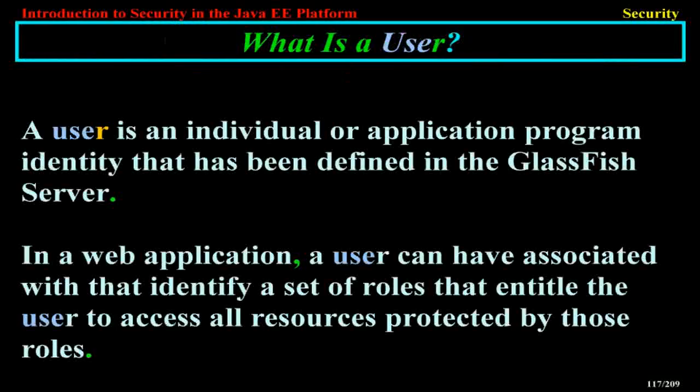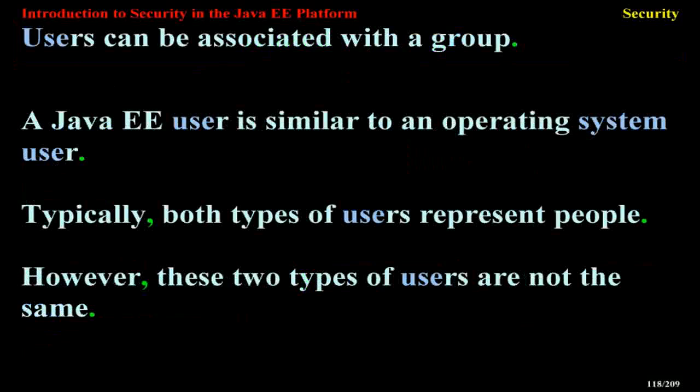What is a user? A user is an individual or application program identity that has been defined in the GlassFish server. In a web application, a user can have associated with that identifier a set of roles that entitle the user to access all resources protected by those roles. Users can be associated with a group.